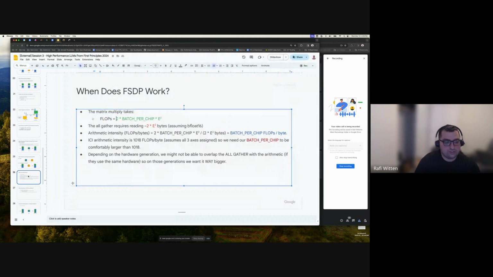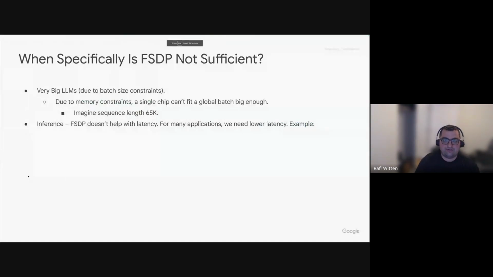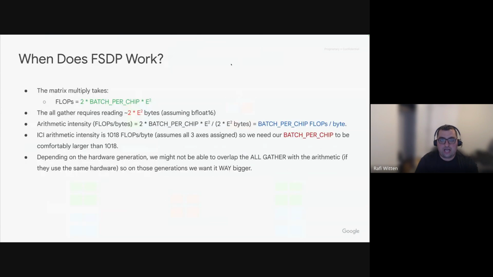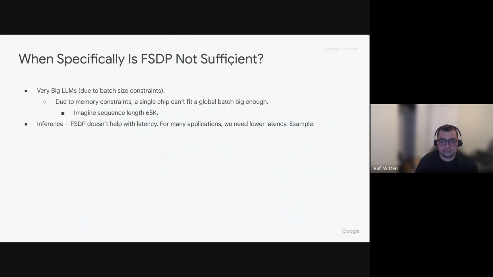Cool. Jumping on to the next one, eventually FSDP stops working for a lot of different reasons. One is very big LLMs. For example, a sequence will eventually get too long. If it's like 65,000 chips, that might be more chips than a single FSDP replica can handle. There are a number of reasons why in practice FSDP breaks down, but FSDP, this fully sharded data parallelism, is the most useful idea in the field, and it's the first solution for lots of things. And then for inference, FSDP doesn't help.